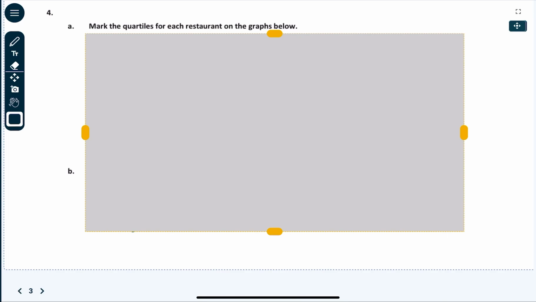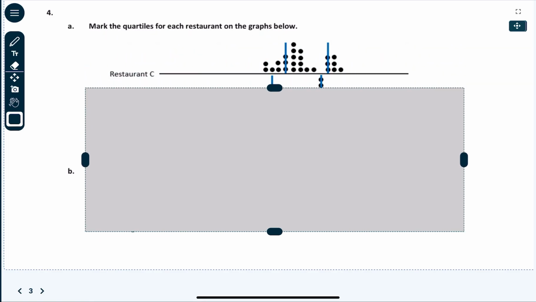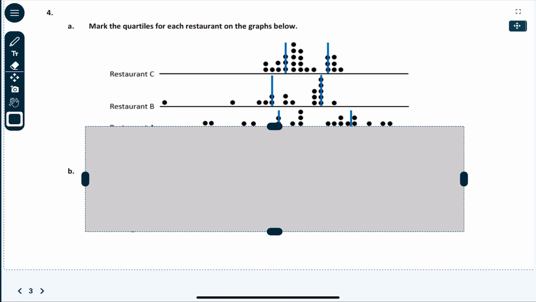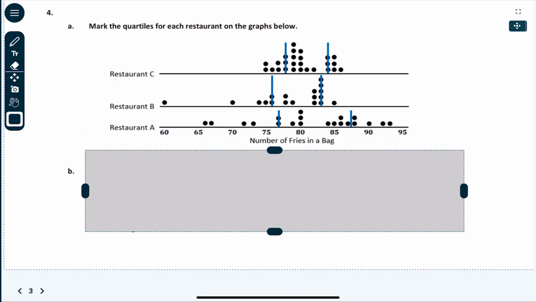Now it says mark the quartiles for each restaurant on the graph. Okay. So here's the graph of each. So this would be the median of Q1. Okay, and this would be the median of Q3. Okay.